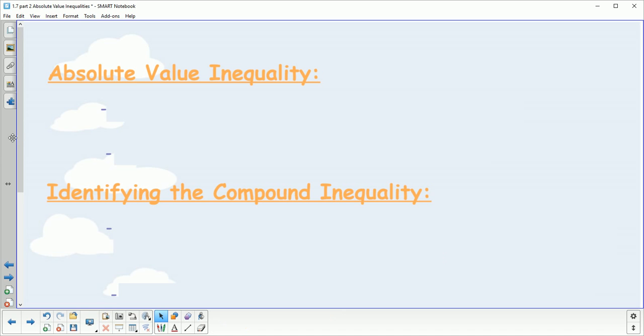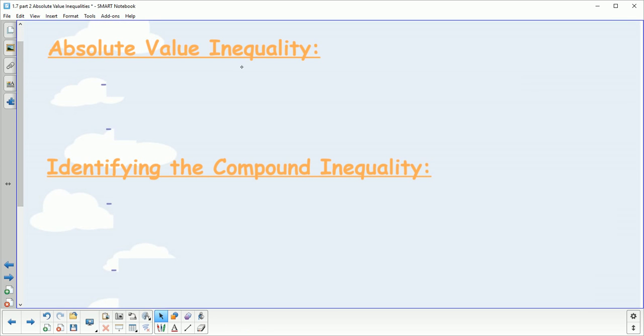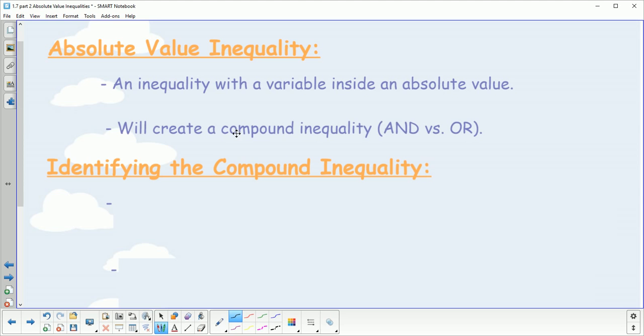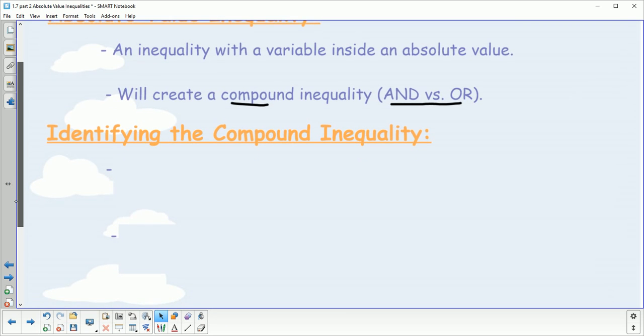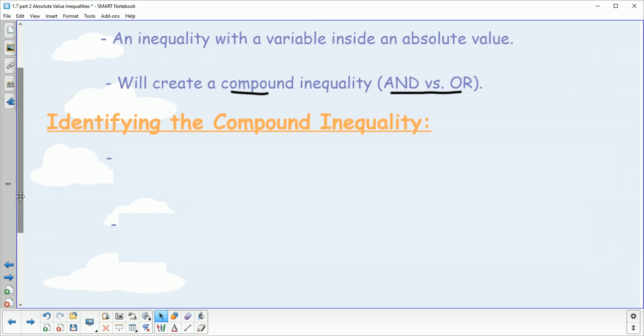Okay, so first thing, like we said, an absolute value inequality is just like an absolute value equation, but it's an inequality instead of an equation. The variable is inside the absolute value, and we're going to solve it. It's always going to create a compound inequality, like I just said, that's going to be an and or an or. The only tough part with these is remembering which one becomes and, and which one becomes or.